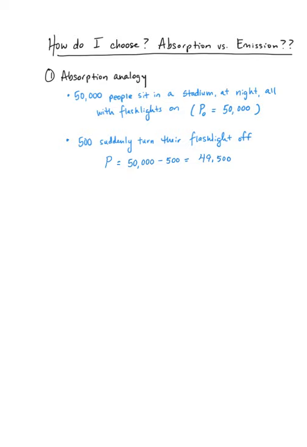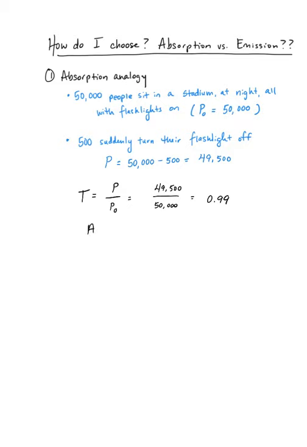The transmittance is the ratio of the new power to the original power, 49,500 to 50,000. That's 0.99, or 99% of the light that was coming still got through.